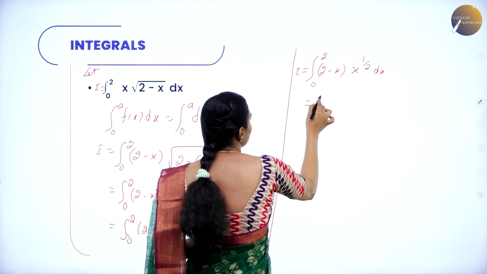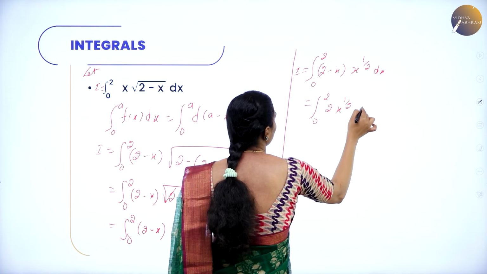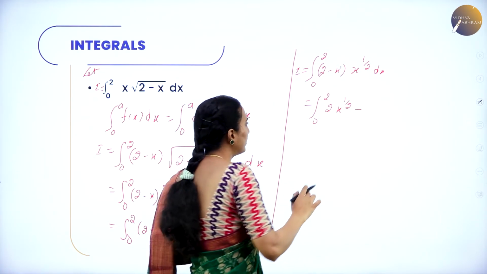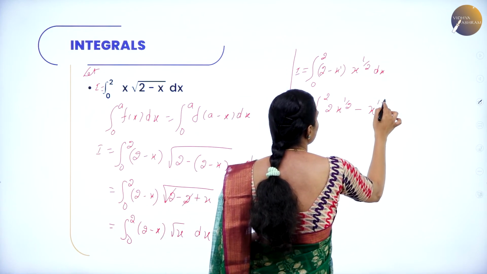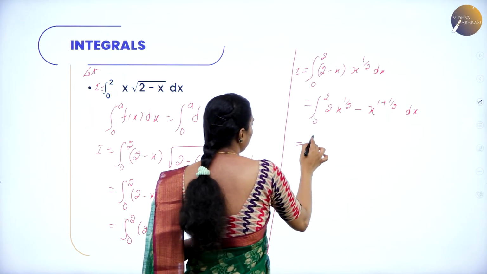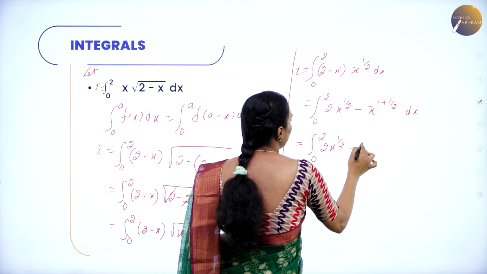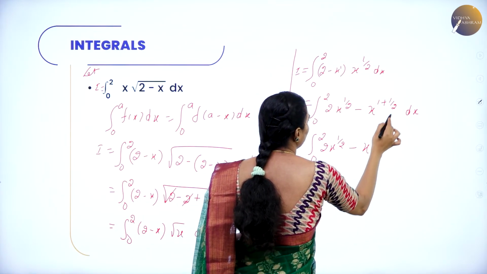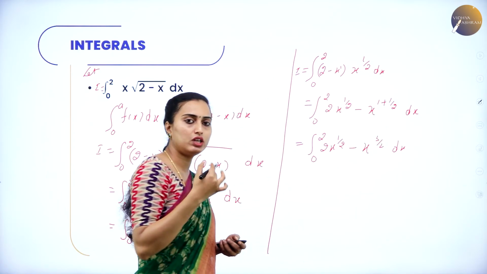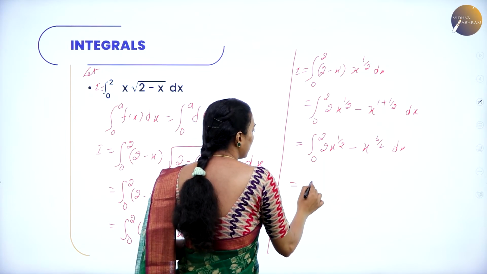Multiply inside. So 0 to 2, 2 into x to the power of 1 by 2 minus, here x to the power of 1 is there, base is same, you can add up the powers. So x to the power of 1 plus 1 by 2, which is nothing but 3 by 2, into dx. So which implies the integral from 0 to 2 of 2 into x to the power of 1 by 2 minus x to the power of 3 by 2, taking the LCM as 2, 2 ones are 2, 2 plus 1 is nothing but 3, 3 by 2 you are going to get. So integrating this here, 2 is a constant.